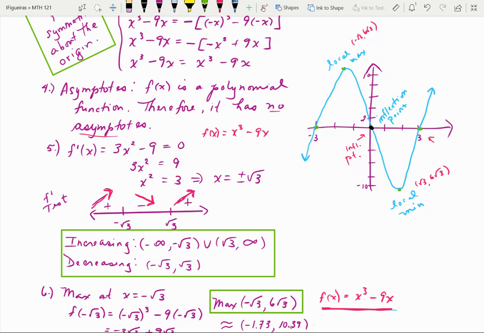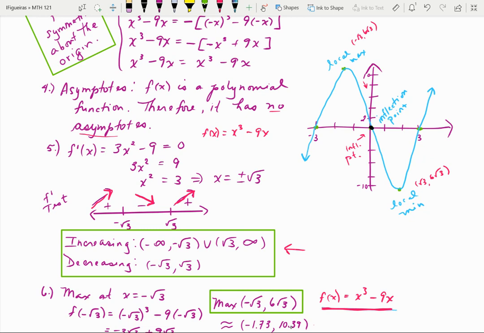So if I just keep in mind what my first and second derivative were telling me, remember it said it was increasing from negative infinity to negative root 3. Well, we see that here. It is increasing from negative infinity to negative root 3, and it's also increasing from root 3 to infinity. So this is the part that's increasing, but it's decreasing in between negative root 3 and root 3, so it's going downward. So it matches up with what we were expecting in terms of increasing and decreasing.